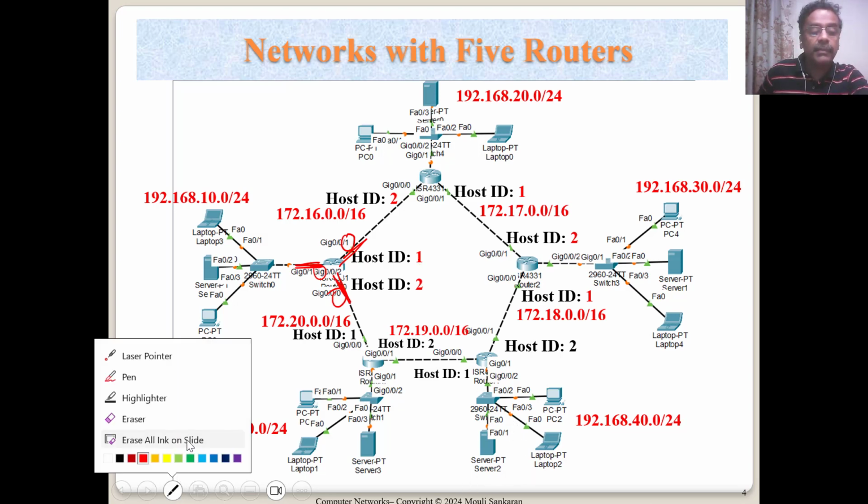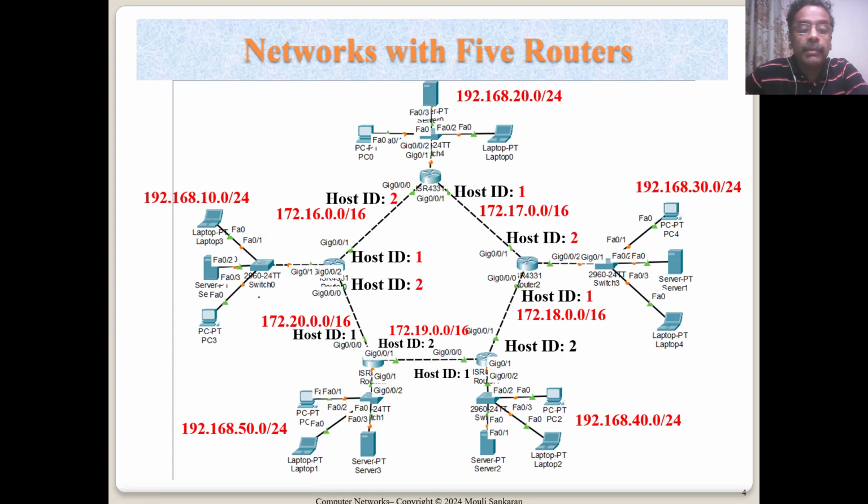Now what are the IP addresses of them? How do I know? This is given as 172.20.0.0/16. 16 means this portion is the network ID and this is the host ID portion. I need to differentiate: if I am using /16 notation, the subnet should be different on each network. So 172.16 here, 17 here, 18, 19 and 20. So they are all different. I can keep anything in the host ID portion. It doesn't matter as long as the network ID portions are different.